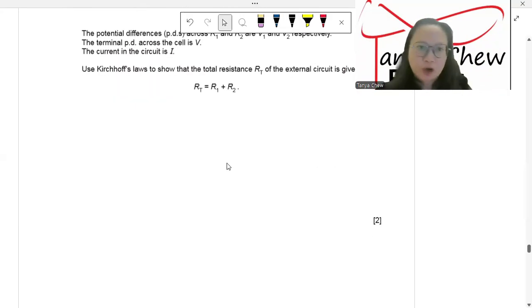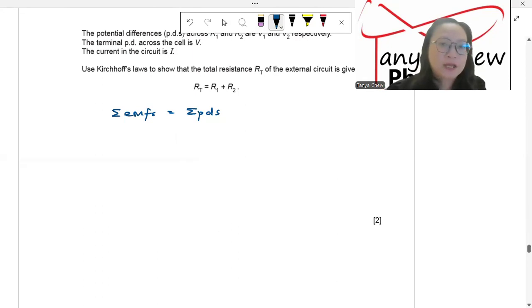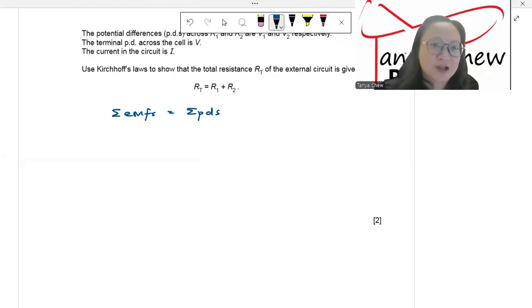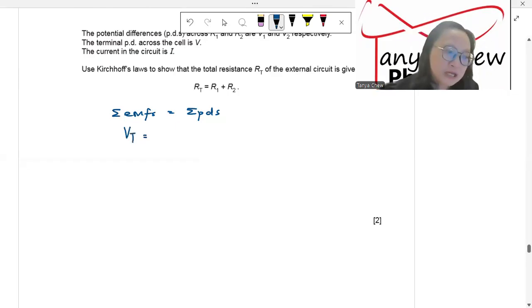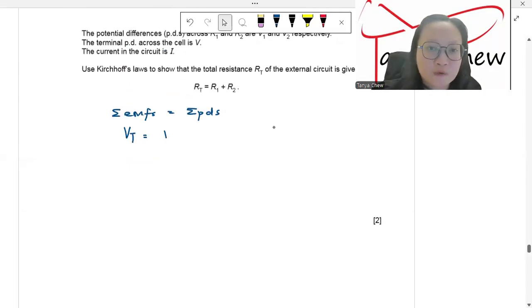Now, how do we show that? I'm going to use Kirchhoff's second law. So total EMFs is equal to total PDs. So how many EMF involved? Now, the sources of EMF, you just look at the battery, look at the cells. Those are the sources of EMF. So I have only V total as my EMF, but the PDs, because I have R1 and R2, this is the PD across R1 and R2, V1 plus V2.